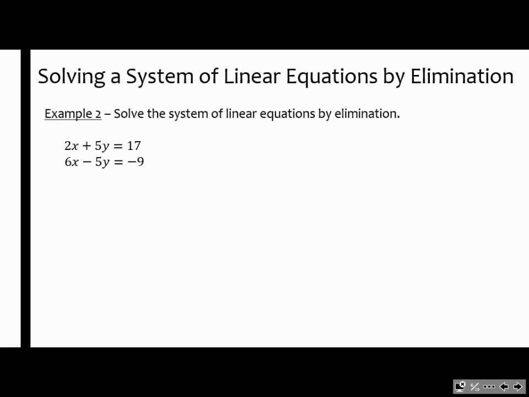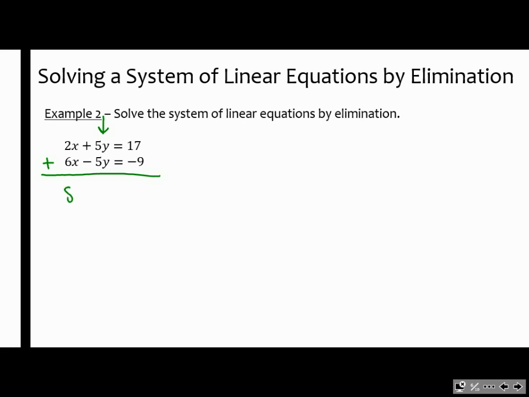Moving on. Example 2, solve the system by elimination. The x coefficients are 2 and 6, which are not additive inverses, but the y coefficients, 5 and -5, that's what subtracting 5 is, right? If I were to add the opposite, it'd be plus -5. So those are additive inverses. We can begin by adding and eliminating the y term.